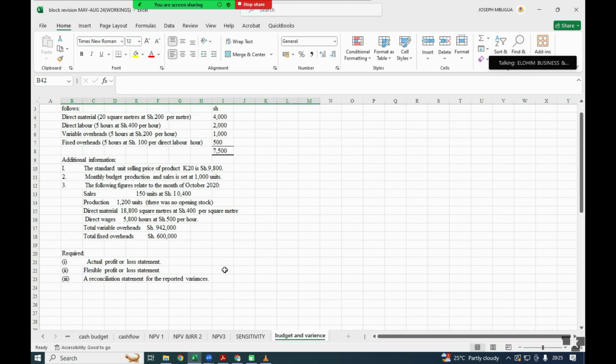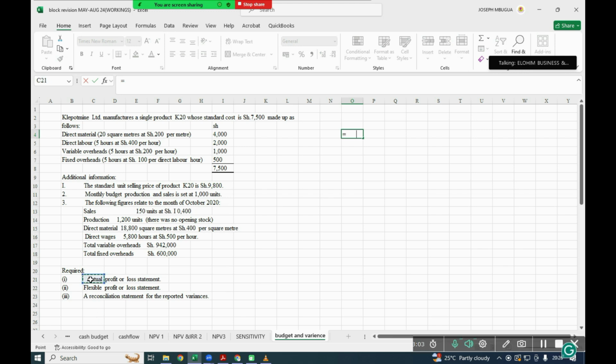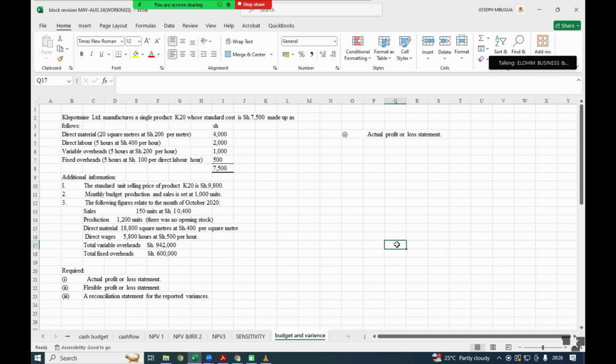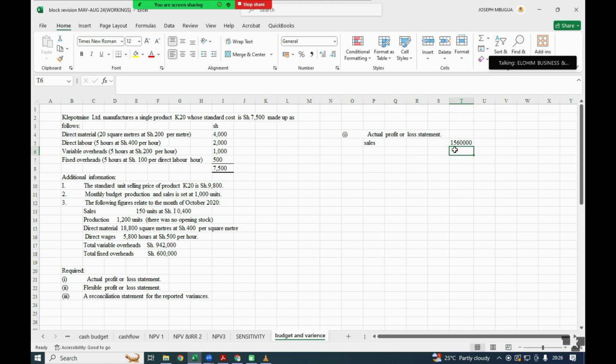So I'll start by calculating the actual profit statement. Let me just do it here. My actual profit or loss statement, and we are starting with sales here. So we shall have our sales, and we sold 150 units at 10,400.